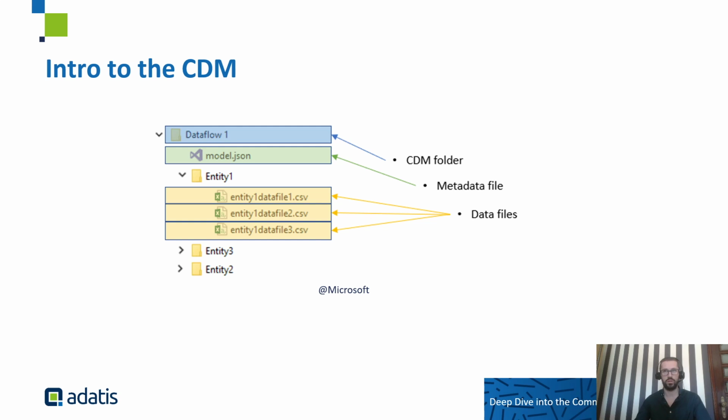Every CDM folder contains two elements, a JSON file and data files. The model.json metadata file contains semantic information about entity records and attributes, and links to underlying data files. The data files are in CSV format and follow the CDM structure. In this version, only Excel CSV files are supported.